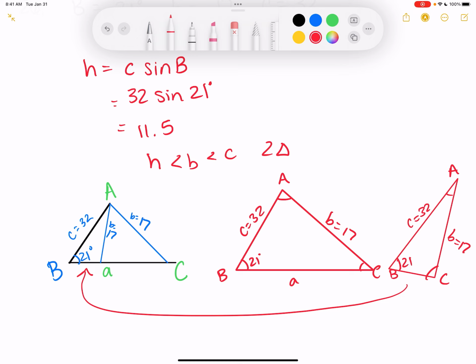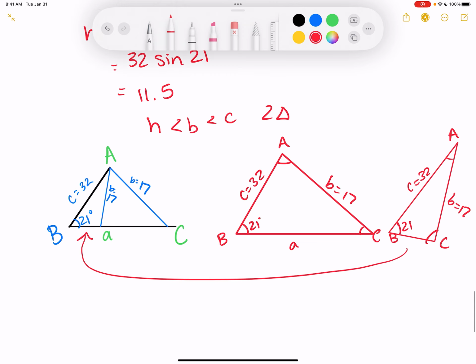So the given information isn't going to change, but the other three pieces that were not given are going to change. So that's what we're going to be solving for, those three things for both triangles. Okay, so I'm starting with this big triangle here. What can I solve for first?